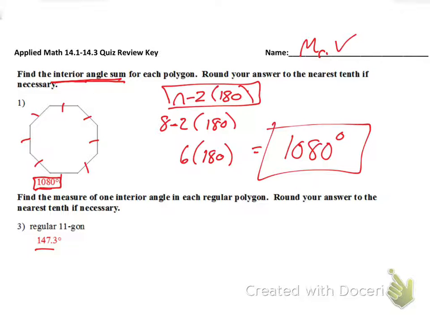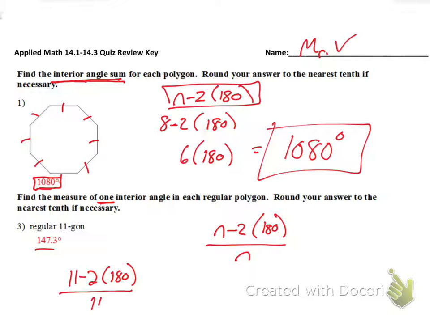Find the measure of one interior angle. So if you're just finding one, you're going to do the same thing you did before with the number of sides minus 2 times 180. But then you're going to divide everything by the number of sides again to find a specific angle. So it says a regular 11-gon. So that means there's 11 sides. So I'm going to do 11 minus 2 times 180 divided by 11.